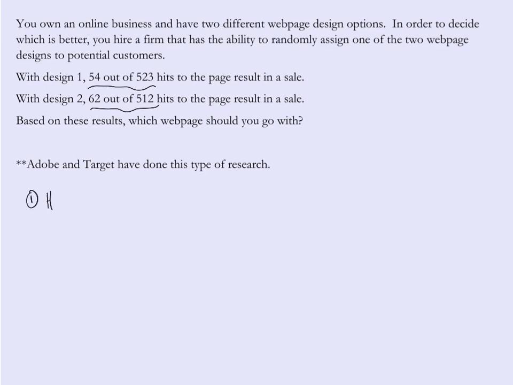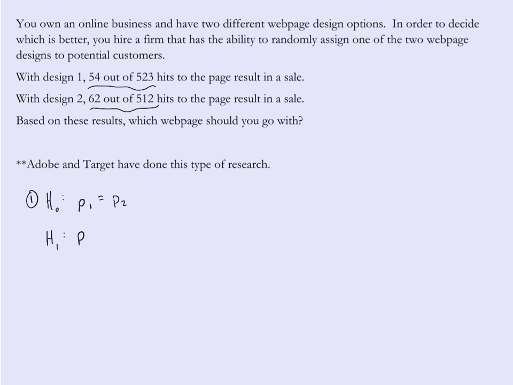Step 1, the null and alternative hypothesis. Null is always in this section: P1 equals P2. And if you read the problem a couple of times, you're not going to find that buzzword, greater than, less than. You're not even going to find differently. I mean, they're different web pages. Which web page should you go with? So we're just going to take this as a two-tailed test.